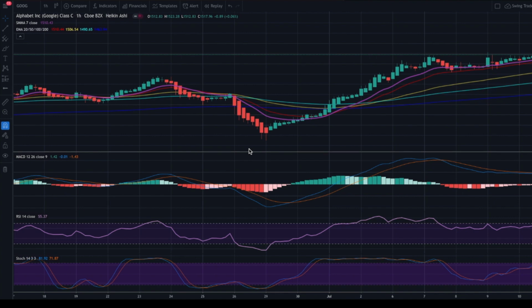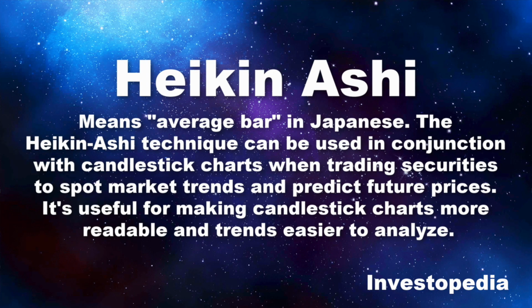So what are the Heikin-Ashi candlesticks? Heikin-Ashi means average bar in Japanese. The Heikin-Ashi technique can be used in conjunction with candlestick charts when trading securities to spot market trends and predict future prices. It's useful for making candlestick charts more readable and trends easier to analyze. So basically this just makes it easier to read. It kind of clears up the mess.